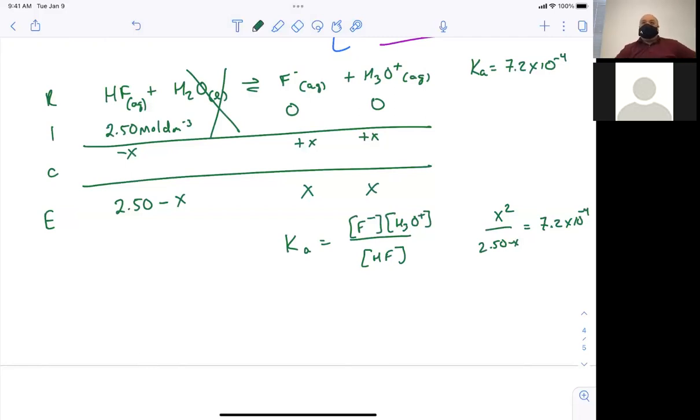So in this scenario, to avoid quadratic, because again, the IB will never require you to do a quadratic equation, you have to make an assumption. And that assumption is that X is much, much, much less than the original concentration of HF. So the amount you're subtracting from 2.5 is so negligible that we can omit this minus X from our problem.